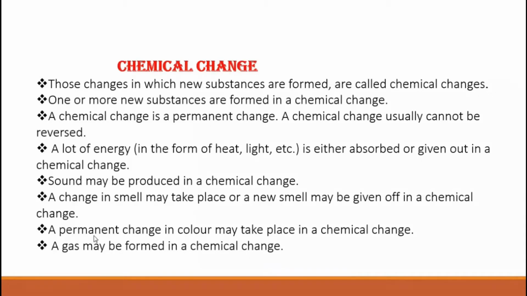A permanent change in color may take place in a chemical change. There may be a chance that a color changes permanently, or gases may be formed in a chemical change. These are the properties of a chemical change. अगर ऐसा change किसी में भी हो रहा है, then that change can be categorized as a chemical change.